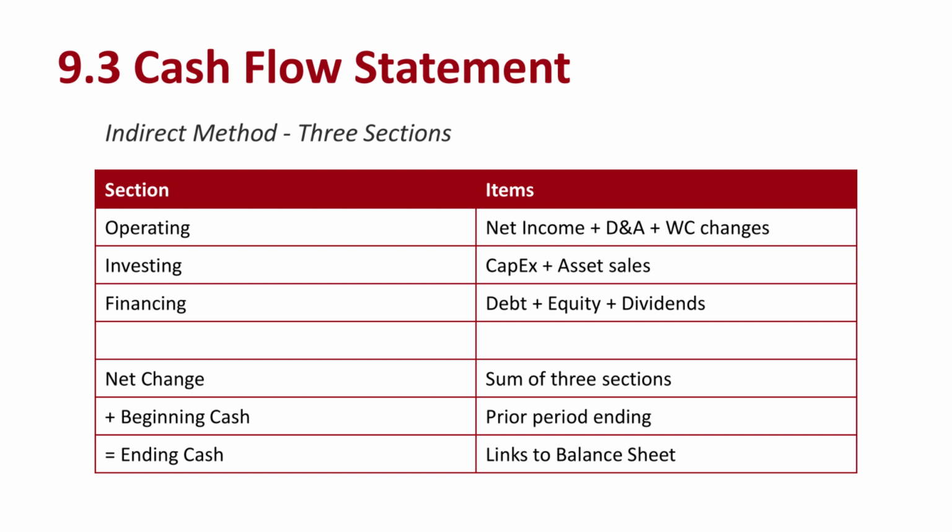The cash flow statement is divided into three sections: operating, investing, and financing. Operating activities start with net income and adjust for non-cash items and working capital. Investing covers CapEx, while financing handles debt and equity changes. Together, they determine the net change in cash for the period.